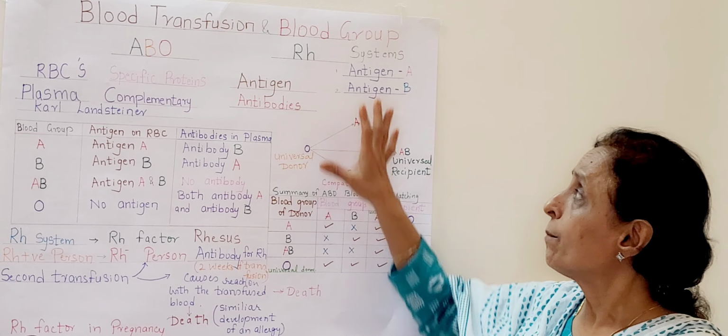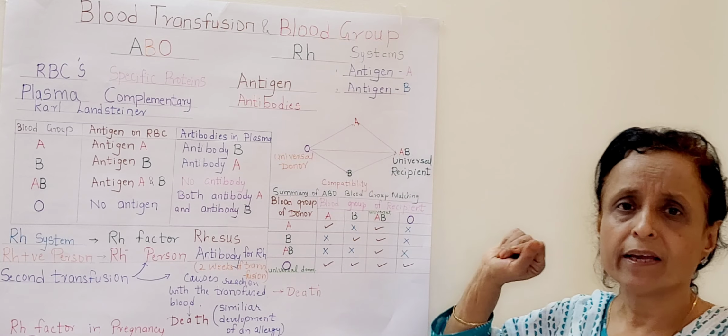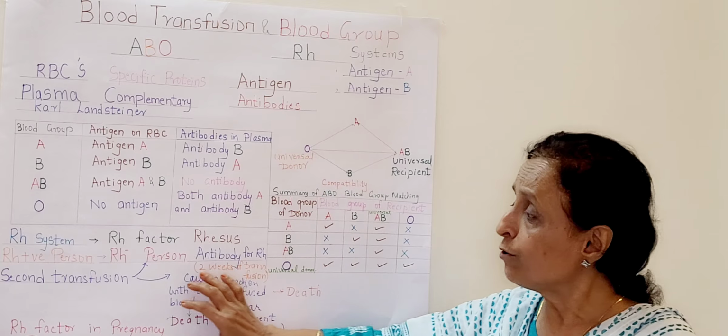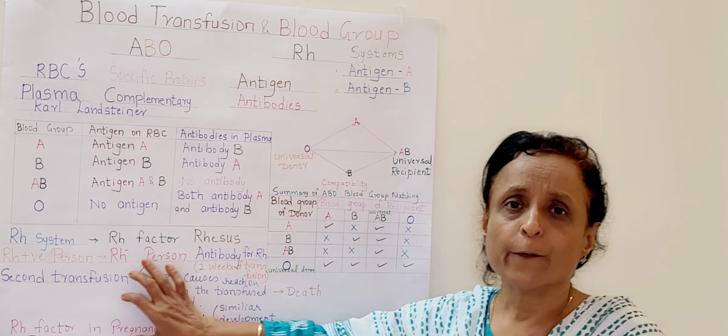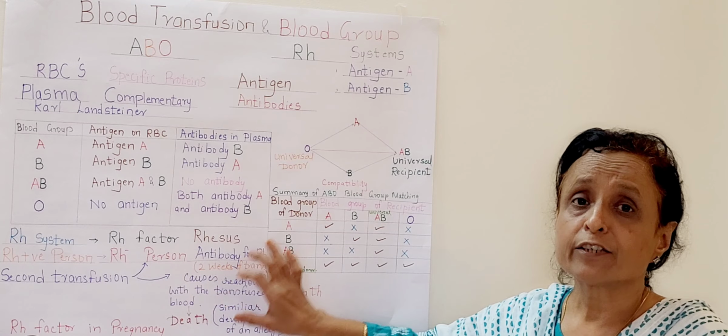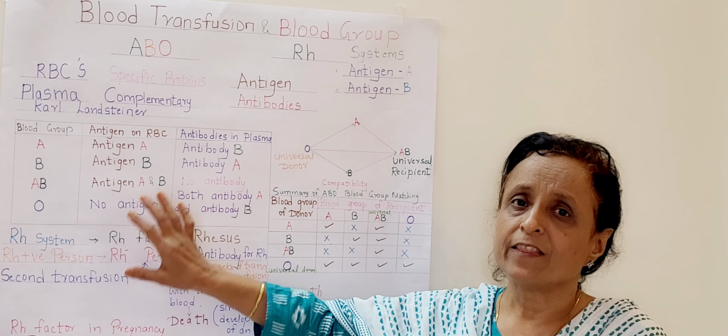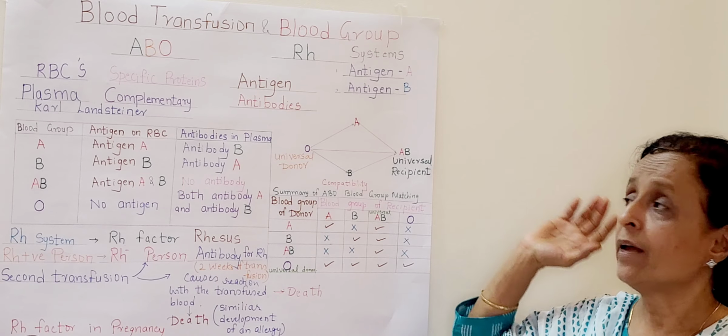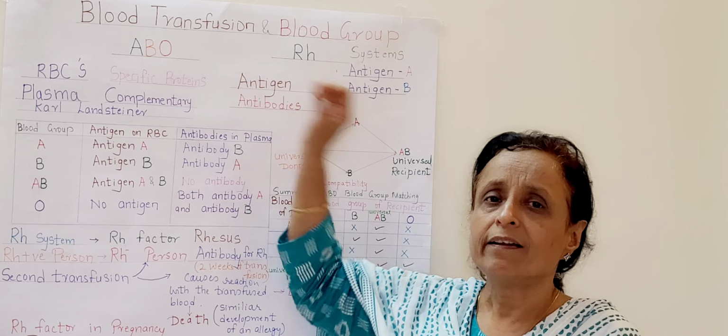So this blood grouping is very important for transfusion, and it is also important in knowing the Rh factor of the mother and the child. So this is the blood grouping given by Karl Landsteiner.